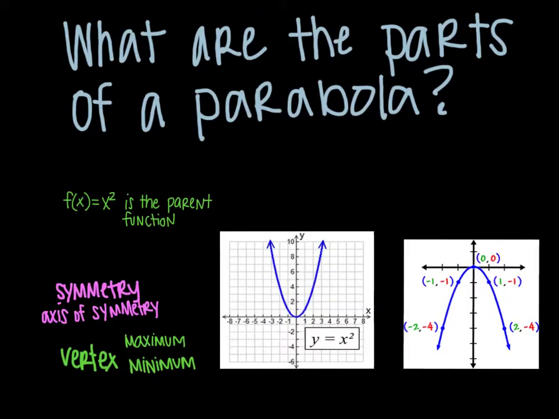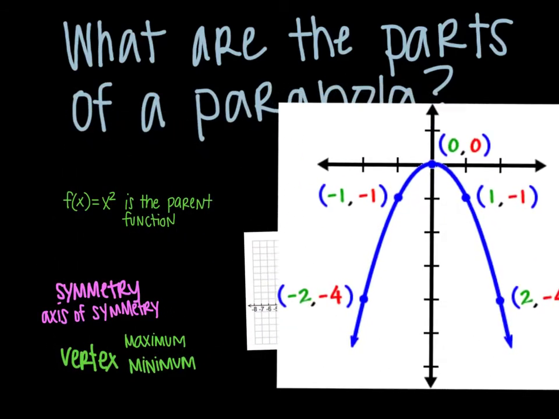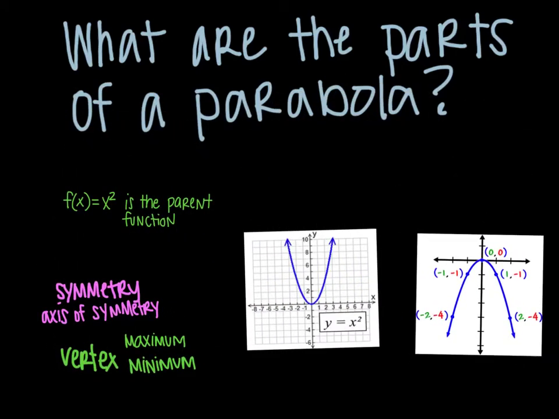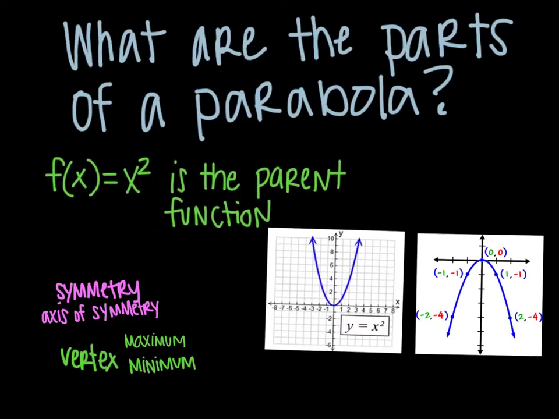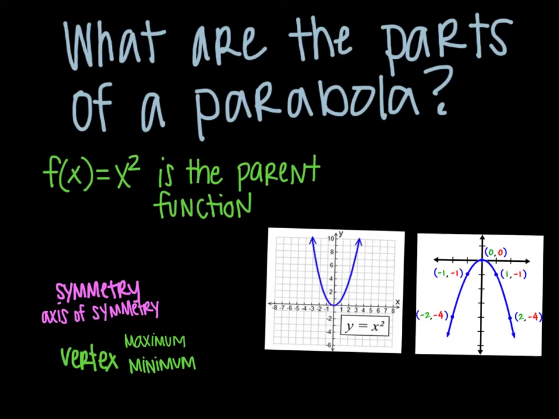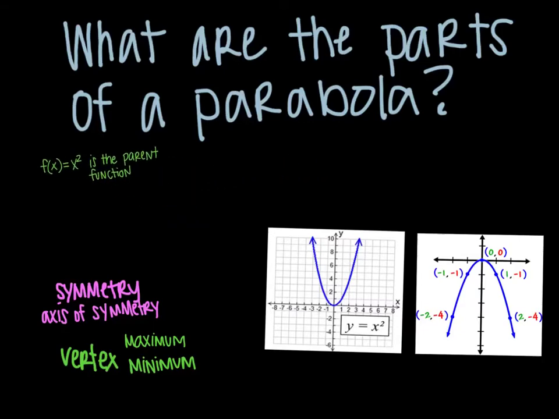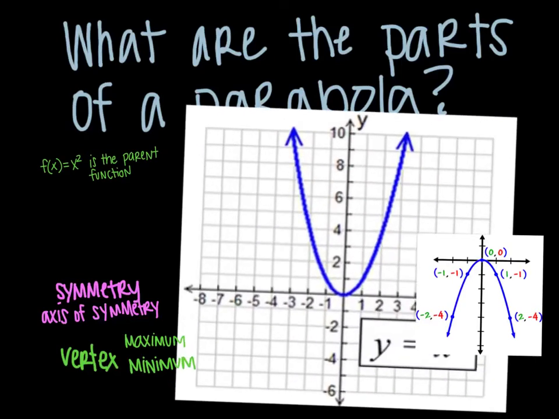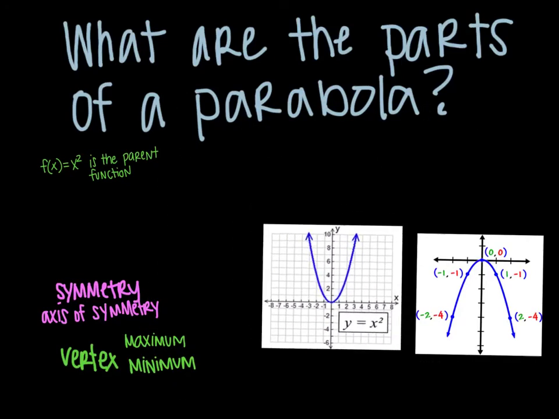What are the parts of a parabola? Here are two pictures of a parabola. Here's one, and here's the other one. Obviously, one is flipped upside down, and the other is not. But f of x, or y, equals x squared is the parent function, which means that's the starting point for all types of parabolas. So we will be using that. This is what you can see here. This would be, in fact, the parent function.